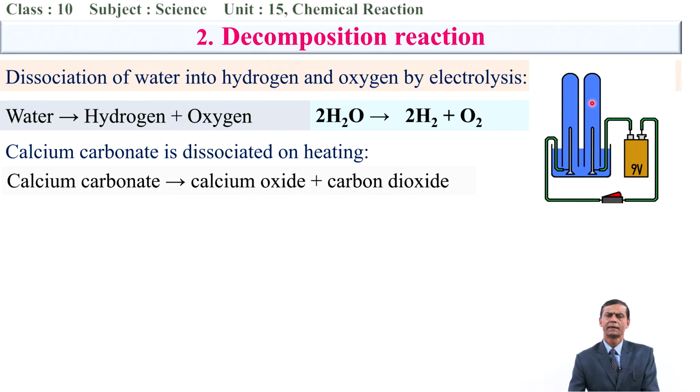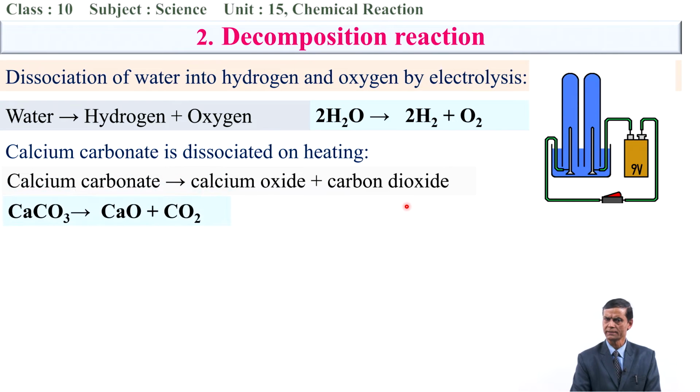Similarly, calcium carbonate is dissociated on heating. Calcium carbonate, that is limestone. When limestone or calcium carbonate is dissociated, then what will happen? It gives calcium oxide and carbon dioxide. Calcium oxide is quick lime and carbon dioxide gas is also produced. How to write the balanced equation? We can write like this: CaCO3, when heated, gives CaO plus CO2. Heat is necessary in this reaction.